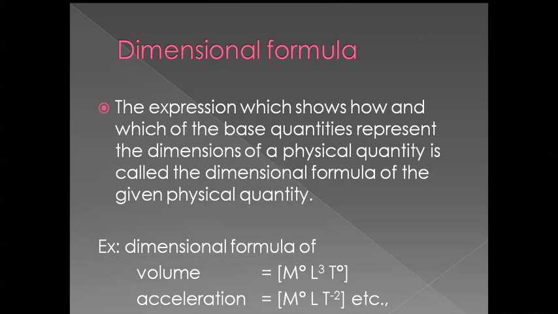The expression which shows on which quantities and how it depends on those quantities, that expression is called the dimension formula of the given physical quantity. Here the given physical quantity is acceleration in this example. So this is about dimension formula.